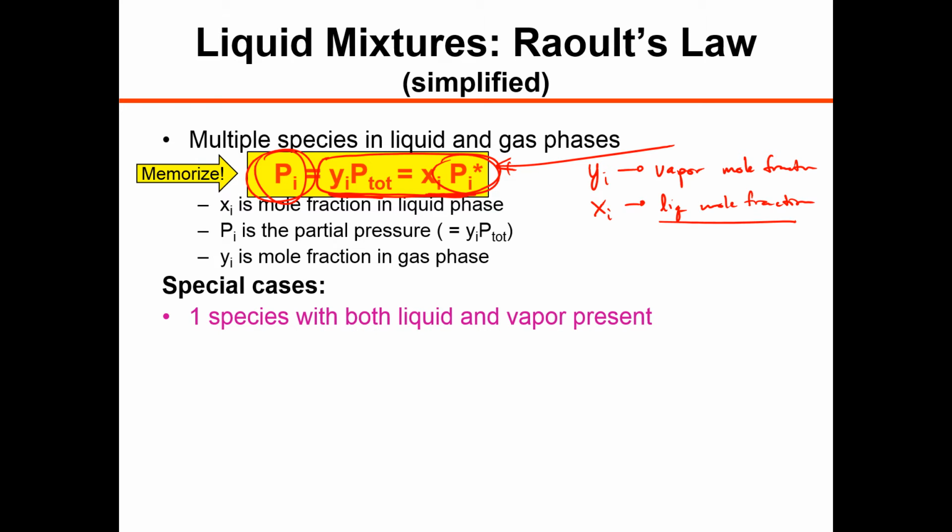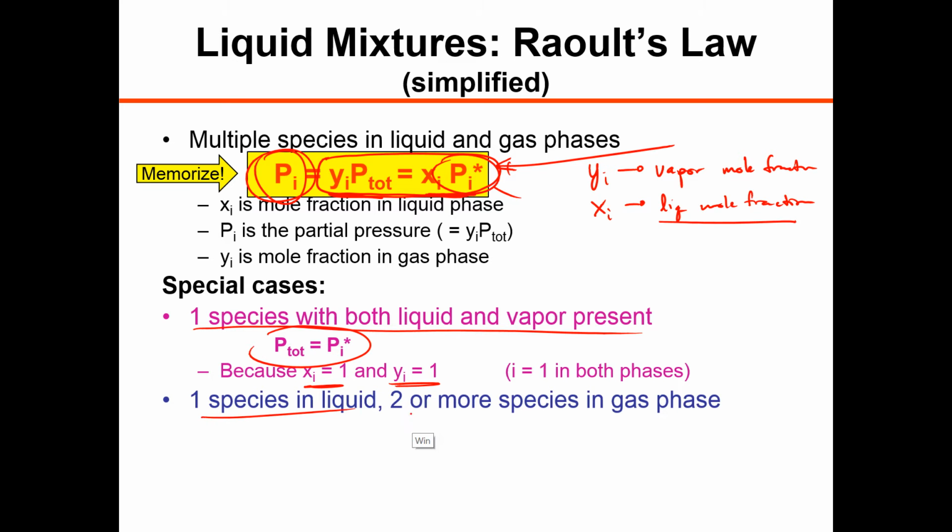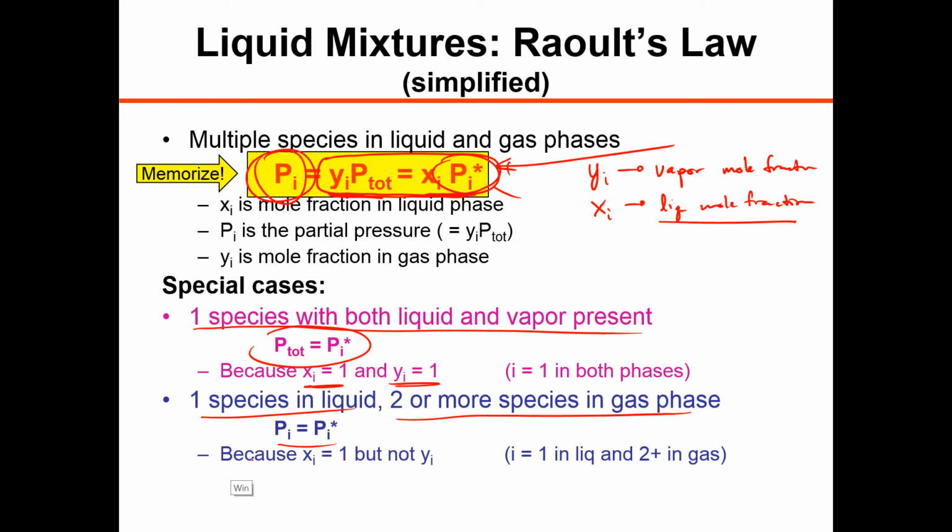Okay, so a special case is one species with both liquid and vapor present. Then you know that the total pressure is going to be equal to the saturated vapor pressure, because xi is equal to 1 and yi is equal to 1, so there's no other species. And if you have one species in the liquid and two or more species in the gas phase, then you know that the partial pressure is going to be equal to the saturated vapor pressure, because xi is 1, but yi is not equal to 1.